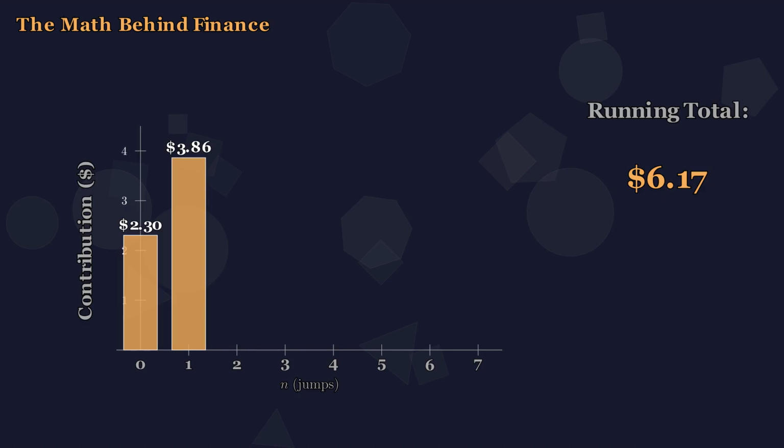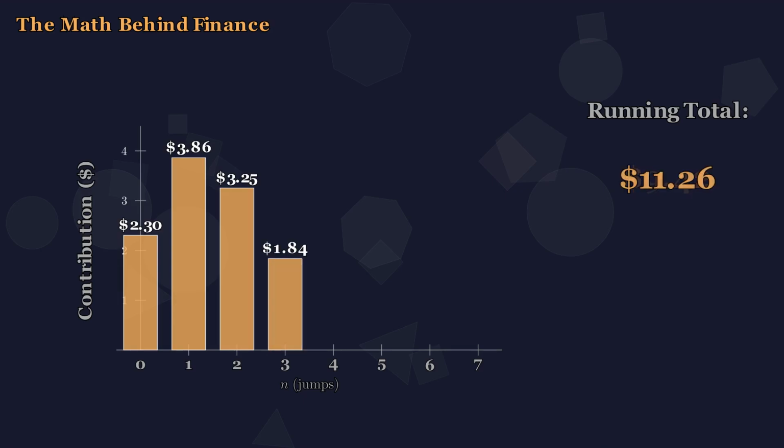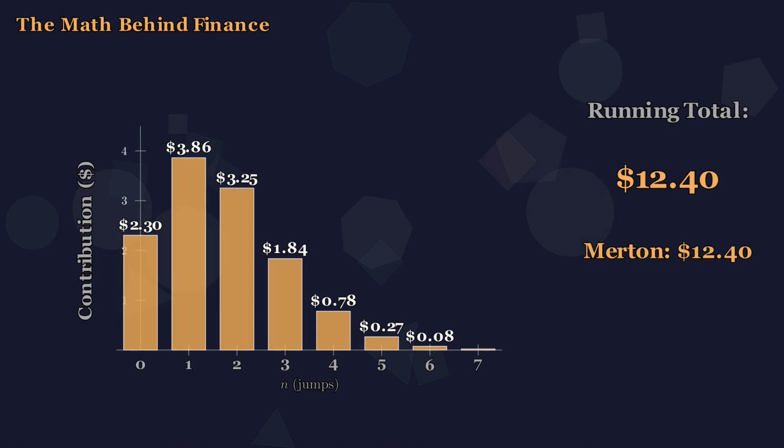Term 1, exactly one jump. The largest single contribution, $3.86. Term 2 adds 3.25. Term 3, 1.84. And the remaining terms taper off quickly. By the seventh term, the series has essentially converged. The total, $12.40. That is the Merton Jump-Diffusion price for an at-the-money call on a stock with 2 expected jumps per year.